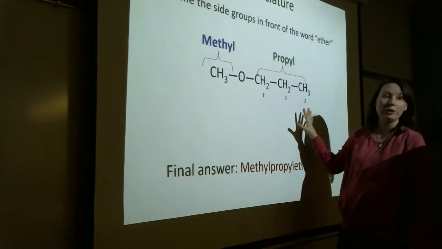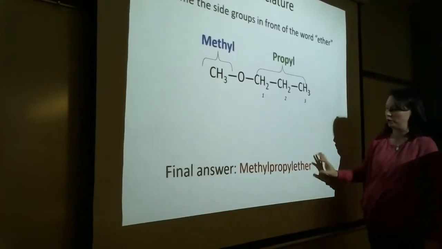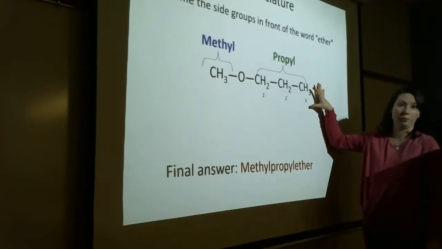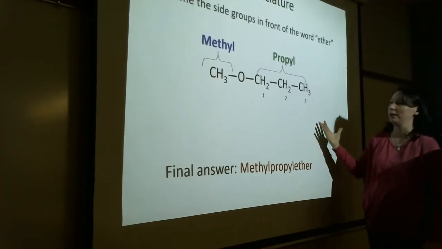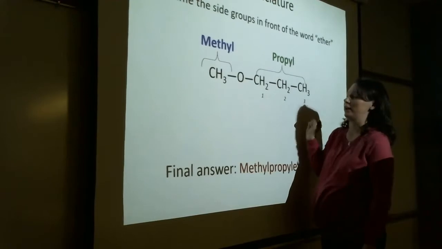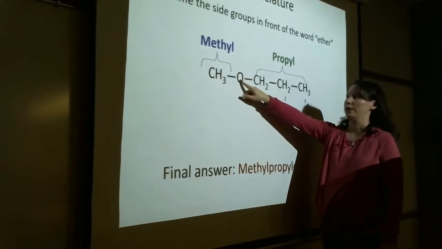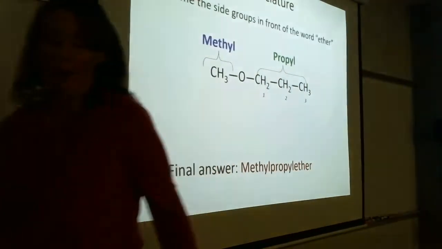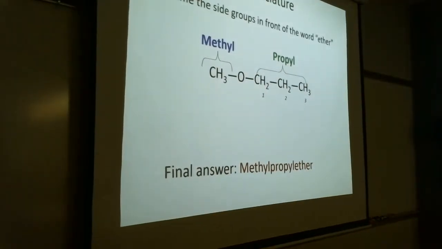But this is the way your textbook presents it, and I'm pretty sure if you entered that on the homework, it wouldn't mark you wrong, because this is the way your textbook presents it. But it is ambiguous, right? Because you're not naming in reference to a parent chain. You're naming in reference to an oxygen atom. So that is why essentially this becomes ambiguous quickly.